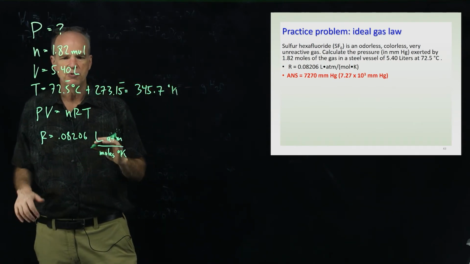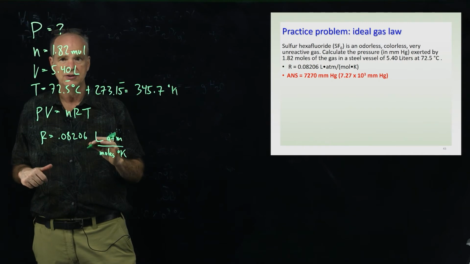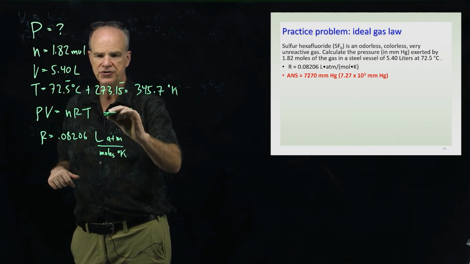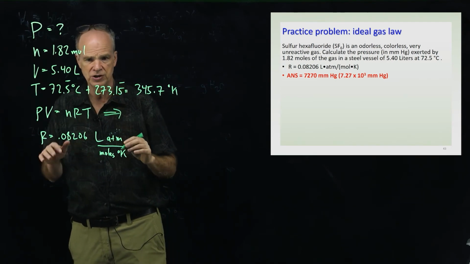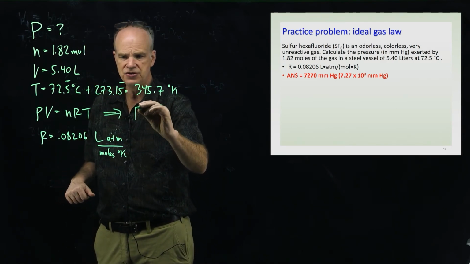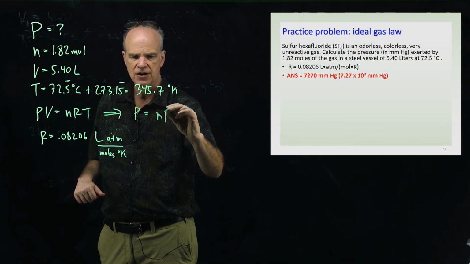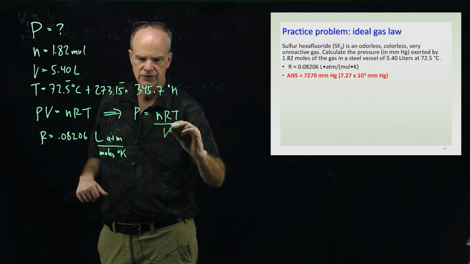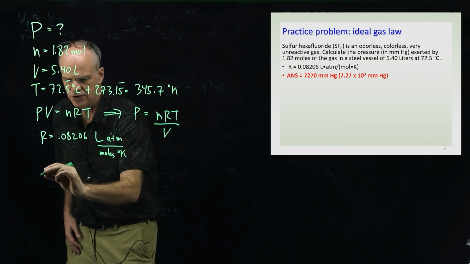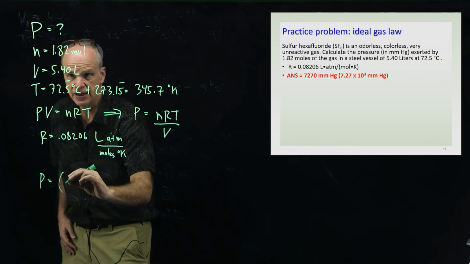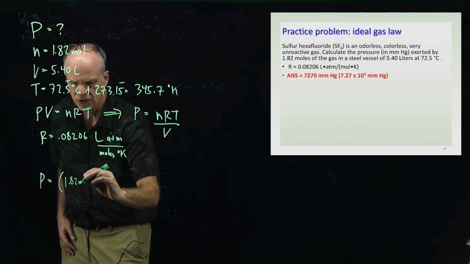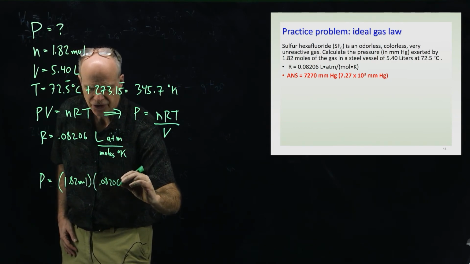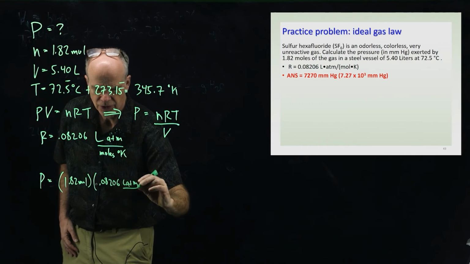Okay, so at this point, we can plug this into the ideal gas law. But first, let me go ahead and solve this for P. You can work it out on your own, but P should be equal to nRT over V. Okay, so let me plug in numbers here and see what we get. n is going to be 1.82 mole. R is 0.08206 liters atmospheres over moles degrees Kelvin.